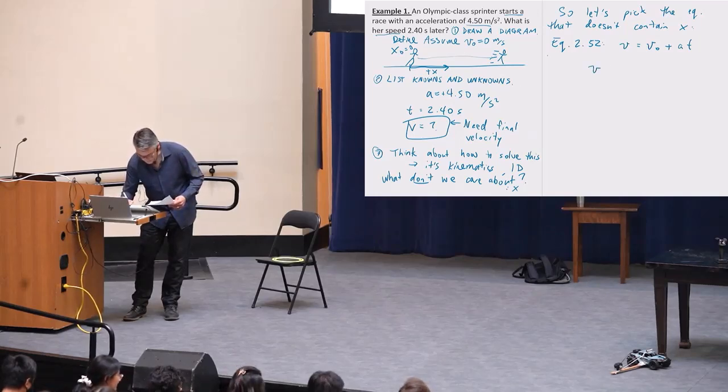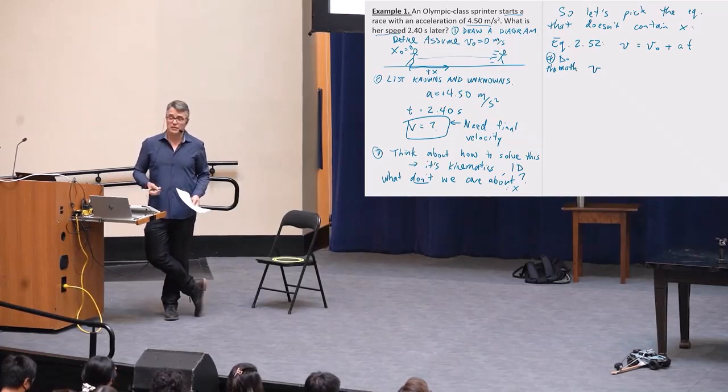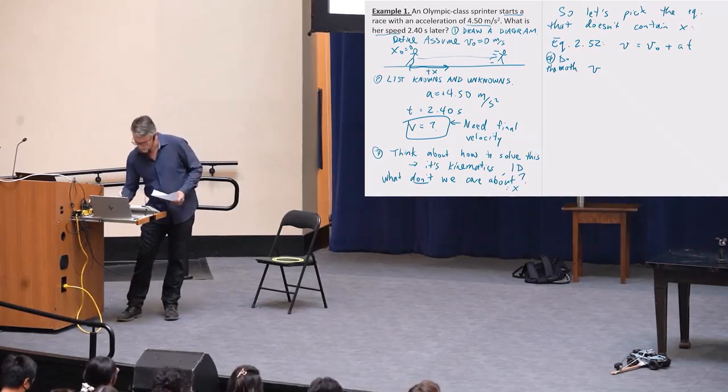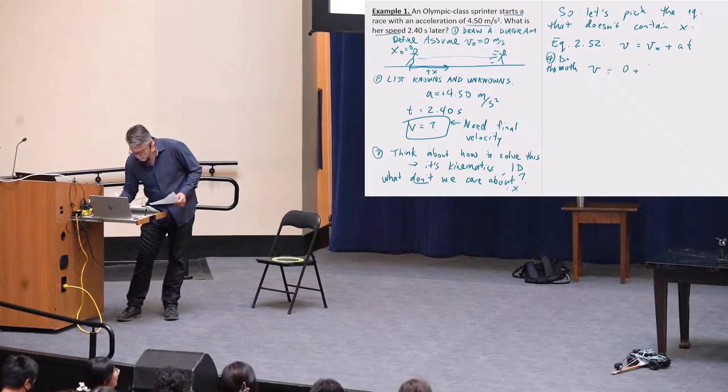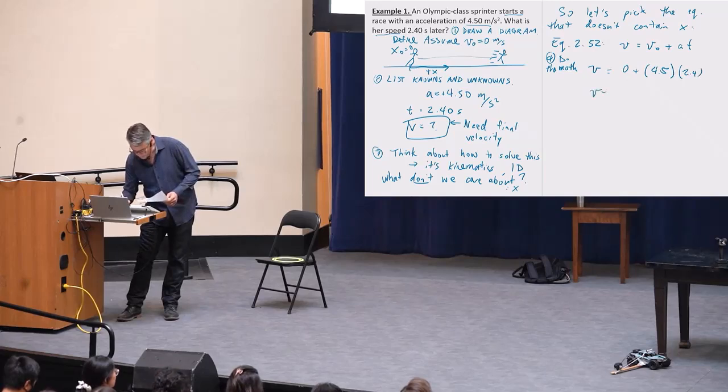You're solving for v, which is already solved for, so that's easy. By the way, this is step 4, which I call do the math. You're going to have to do that, but the equation's sitting there, so it's not too bad in this case. So let's just plug in the numbers. I got 0 plus acceleration, which is 4.5, times the time, which is 2.4. And we'll get v equals, on my calculator, 10.8. Don't forget the meters per second.